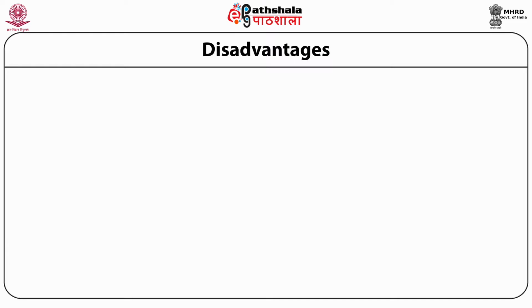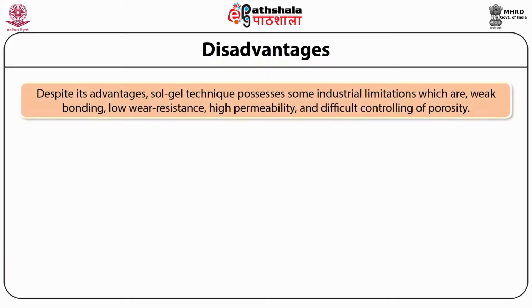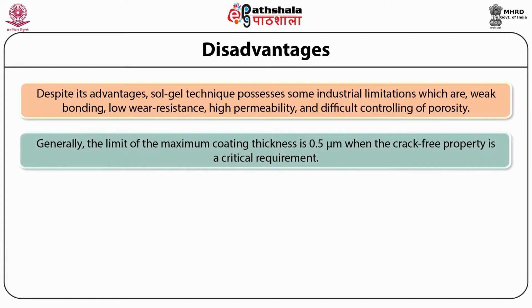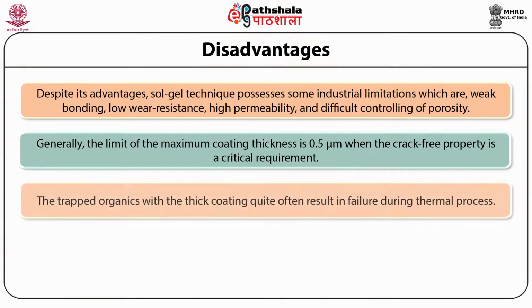Now the disadvantages are, despite its advantages, the sol-gel technique possesses some industrial limitations, which are weak bonding, low wear resistance, high permeability, and difficulty in controlling the porosity. Generally, the limit of the maximum coating thickness is 0.5 micron when the crack-free property is a critical requirement. Lastly, the trapped organics with a thick coating quite often results in failure during thermal process.